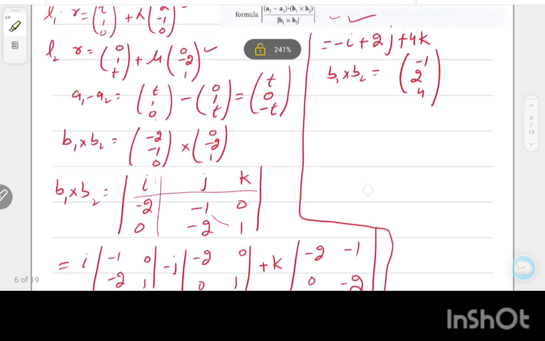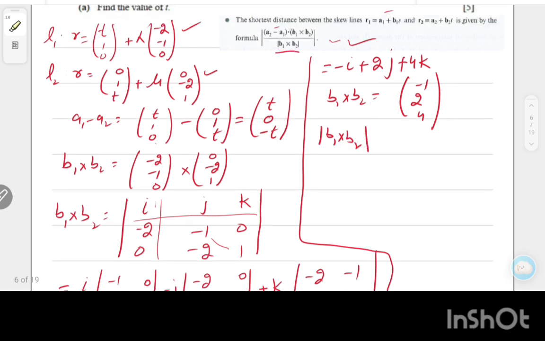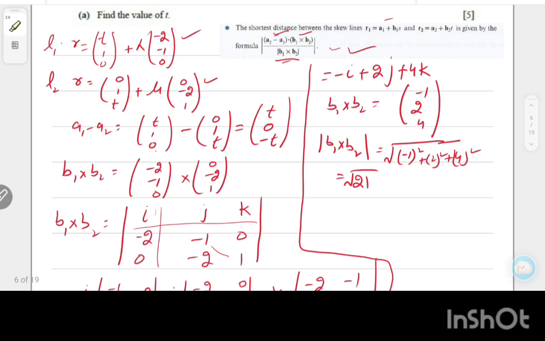Okay dear friend, next we need the magnitude of b1 cross b2. Why do we take a magnitude? Because look at this formula: you first find this one, then this one, then the magnitude of this one. So what is the magnitude? It's very easy: minus 1 squared plus 2 squared plus 4 squared. So here the answer is 21, and the magnitude is square root 21.